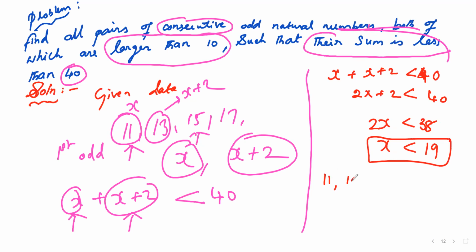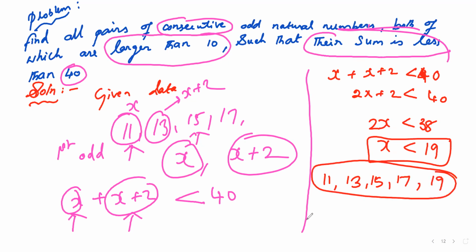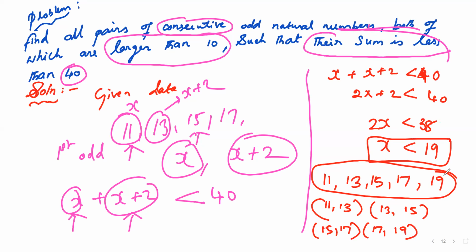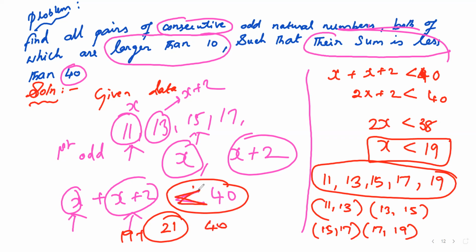From 11 to 19, this much only your x can get. So what are the pairs we can get? 11, 13; 13, 15; 15, 17; 17, 19. If it is 21, you are taking the next odd natural number. The condition is that the sum should be less than 40. 21 plus 19 is 40, but it should be less than, not less than or equal to.